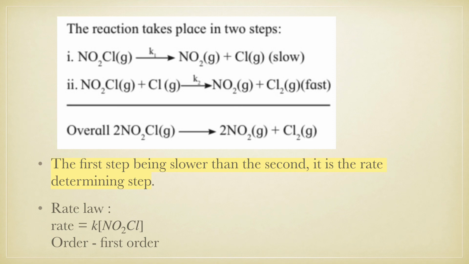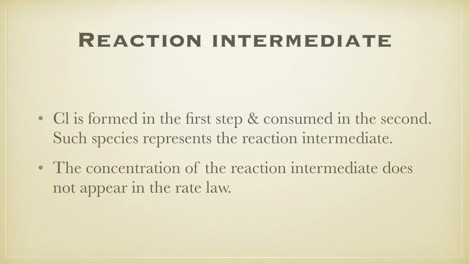Okay, so remember, if it is asked which is the reaction intermediate, by seeing this reaction you can easily make out that the one which is not there in the overall reaction is said to be the intermediate. Once again, the reaction intermediate Cl is formed in the first step and consumed in the second. So such species represent the reaction intermediate. And the concentration of the reaction intermediate does not appear in the rate law.